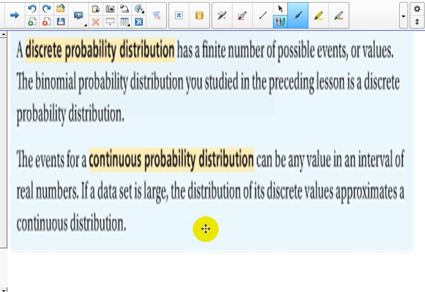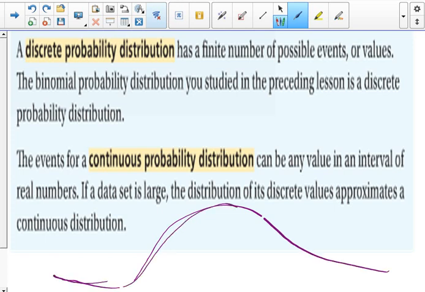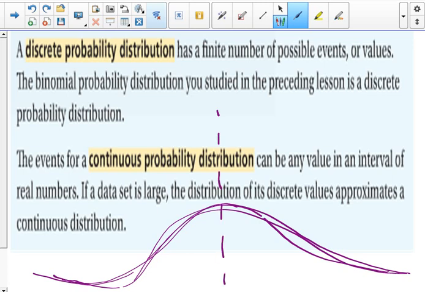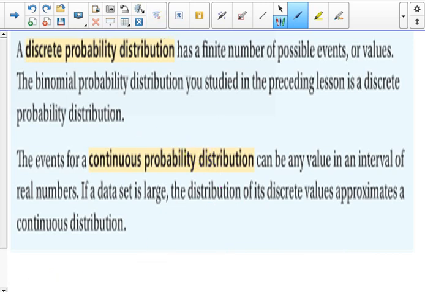The events for a continuous probability distribution can be any value in an interval of real numbers. If the data set's large, the distribution of its discrete values approximates a continuous distribution. So what it means is when we look at things, even in the real world, for example, maybe the height of all the female population, you'll find that there's about an average height, and all the other heights will fall in this natural curve, this natural distribution. That's all they're saying. It's continuously distributed.